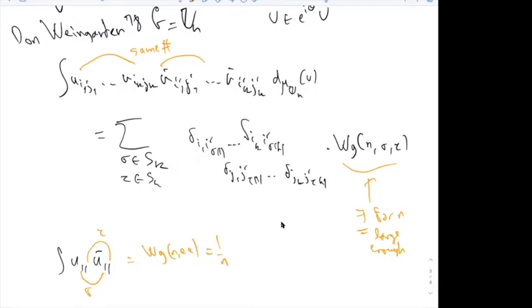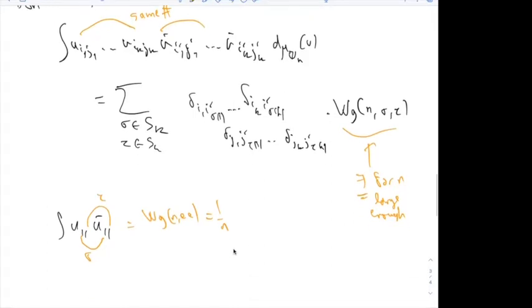So why is it 1 over n, by the way? Because U11 bar is the same as U12 bar, and they are all the same, but then we have orthogonal. So n times it is equal to 1, so it has to be 1 over n.